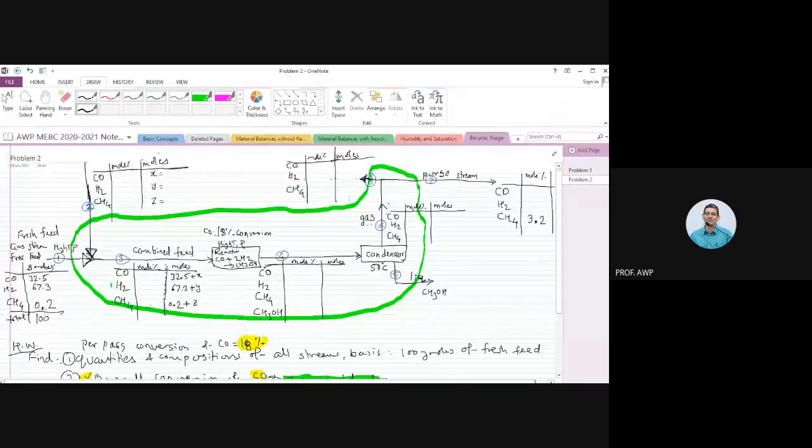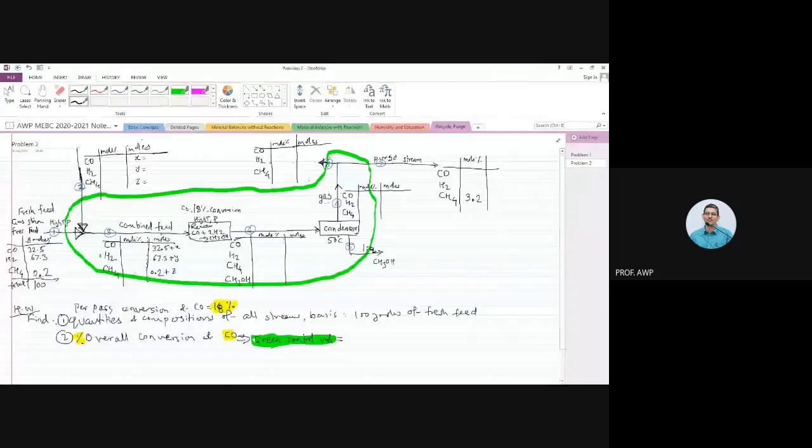Okay, I think let's get started. Okay, Nishan, will you tell us how you have solved? Yes, sir. I'm writing. Sir, per pass conversion of CO is 18%. Okay, so amount of CO reacted. So per pass conversion of CO is 18%. That means if 32.5 plus X moles of CO are coming into the reactor, then how much would be left?